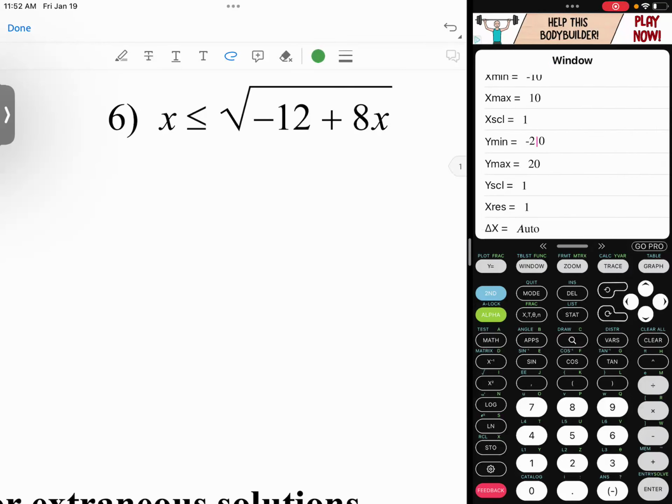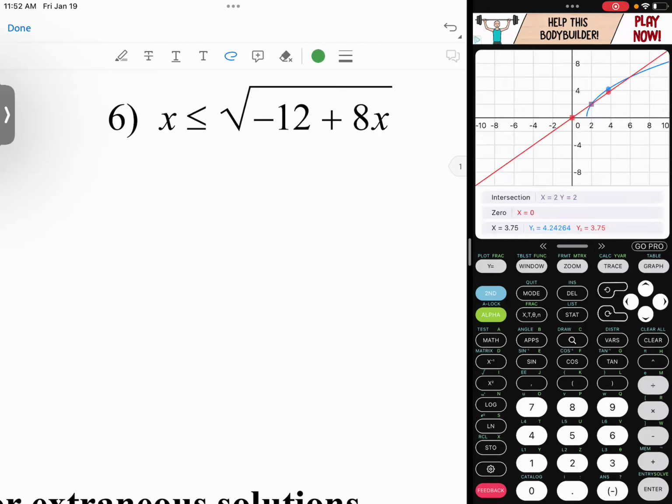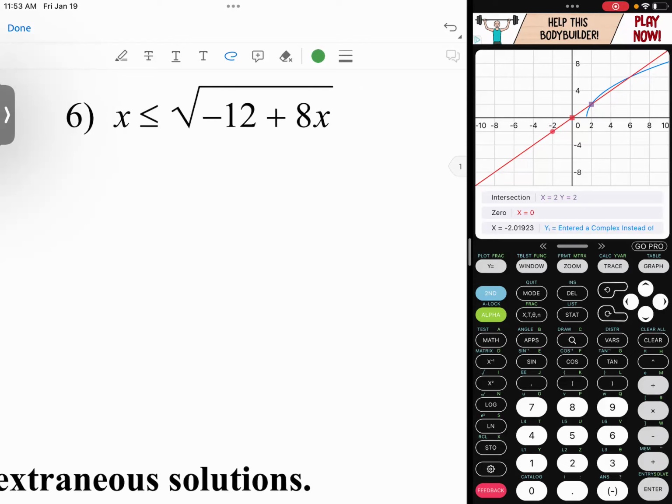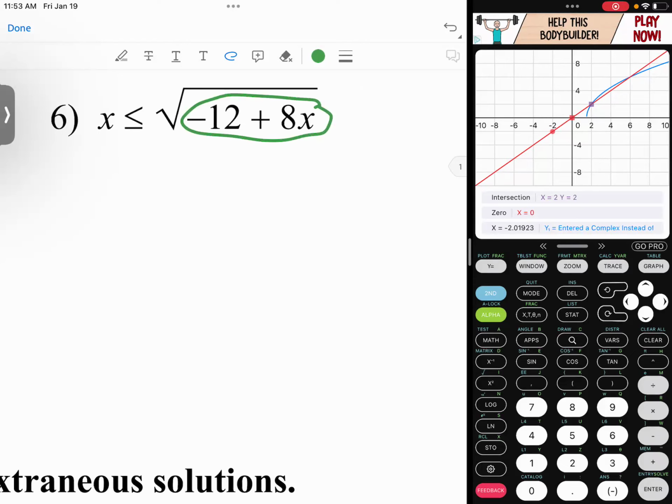I'm going to change my window again. You can see it a little bit better. When is the red line below the blue line? You see that it starts being below here and stops being below here. So there's just this little window where the blue line goes up above it for a second and then comes back down. It looks like we're not going to have any problems with these imaginary solutions.